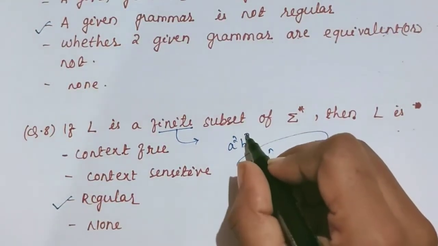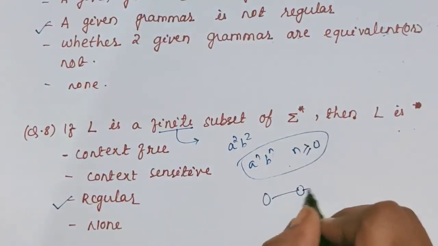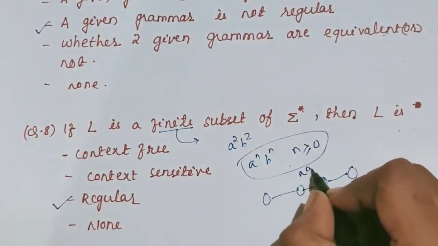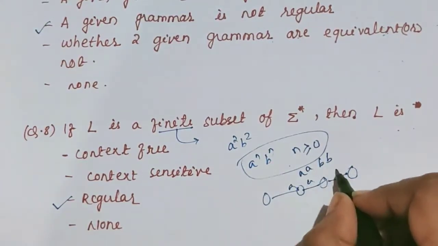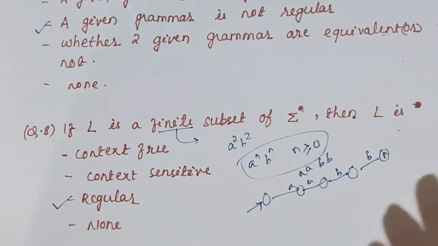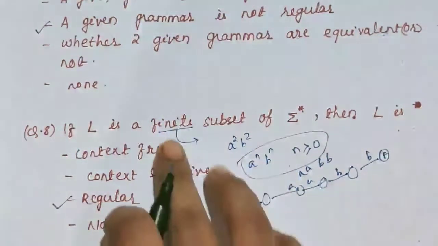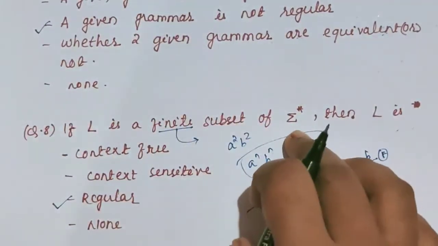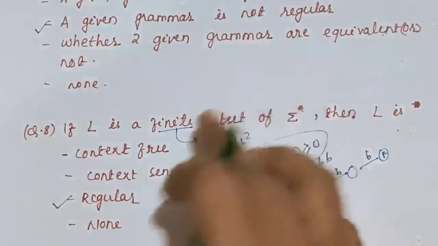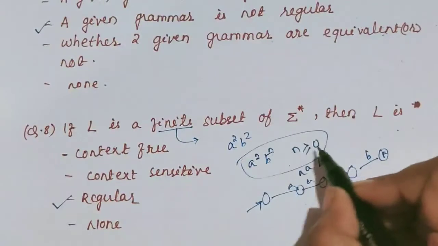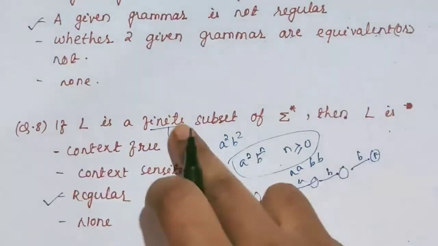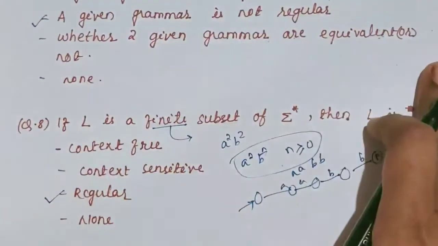But a to the power 2, b to the power 2, for this we can make the finite automata, with initial and final states. So a finite subset of sigma star is always regular. If it is infinite like a to the power n, b to the power n, it is not a regular language, but finite is given, so it is a regular language.